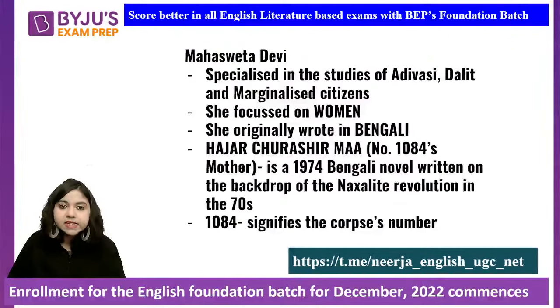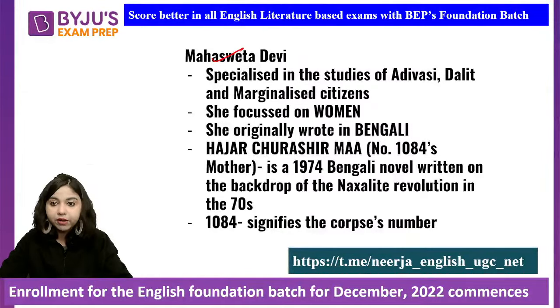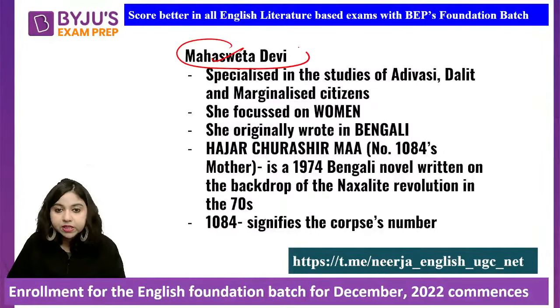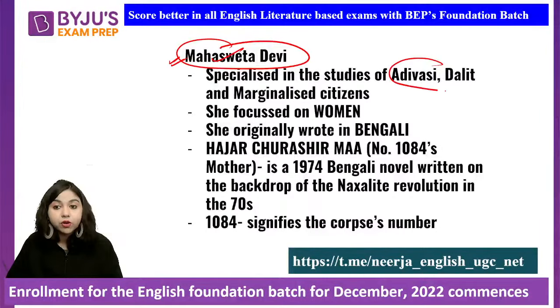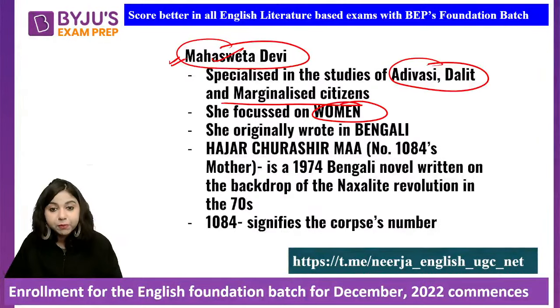Now let's look at some writers also. We have writers like Mahashweta Devi. Mahashweta Devi is, of course, a very significantly important writer. Spivak is the person who translated the short stories of Mahashweta Devi. Mahashweta Devi is talking about Adivasis, the Dalits, the marginalized. She's focusing on women. She was writing originally in Bangla.